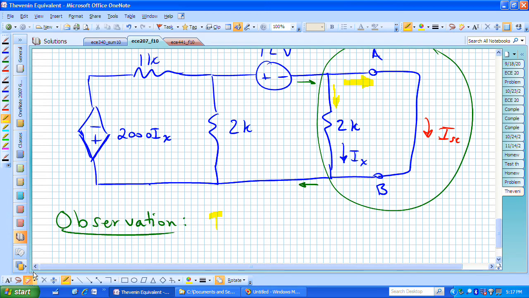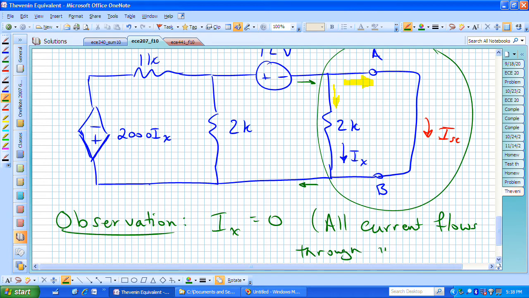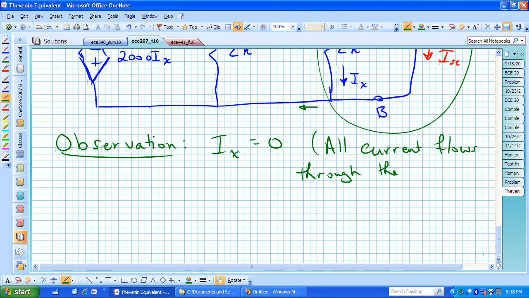And that's the first observation I want you to make, which is I sub X is equal to 0. And that's because all of this current that was going into that branch or intersection of wires, all the current flows through the zero resistance wire, which is our I short circuit.